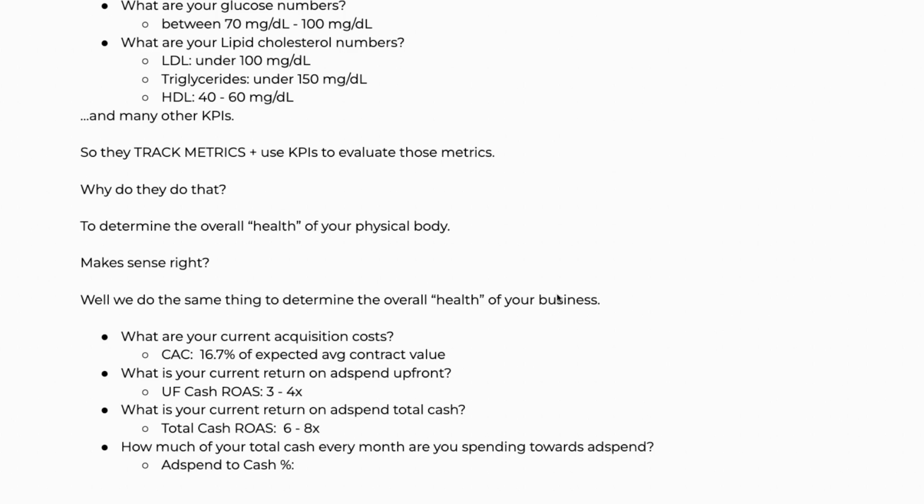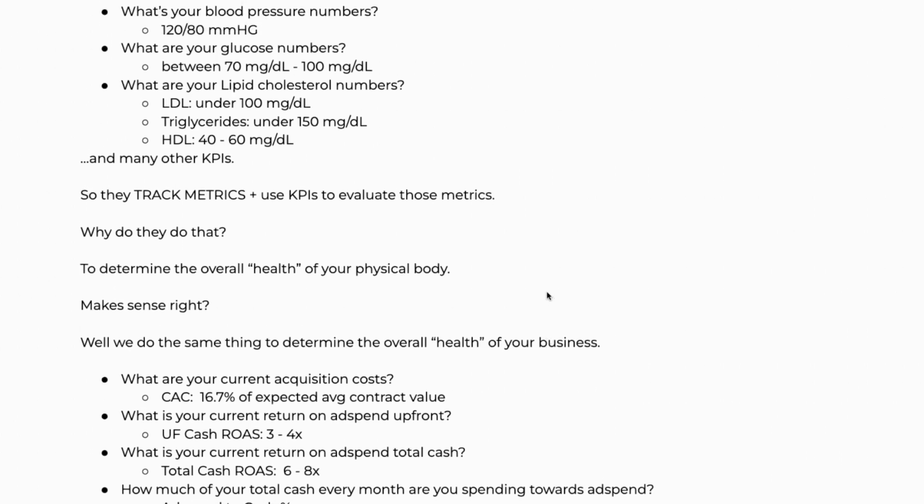What's your current return on ad spend upfront? Should be da-da-da-da. What is your current return on ad spend total cash? Should be da-da-da-da. What is your total cash every single month compared to the ad spend? Should be da-da-da-da, right? And so there's count metrics, and then there are KPIs which we are actually calculating to make sure that your business and your money machine is actually healthy.